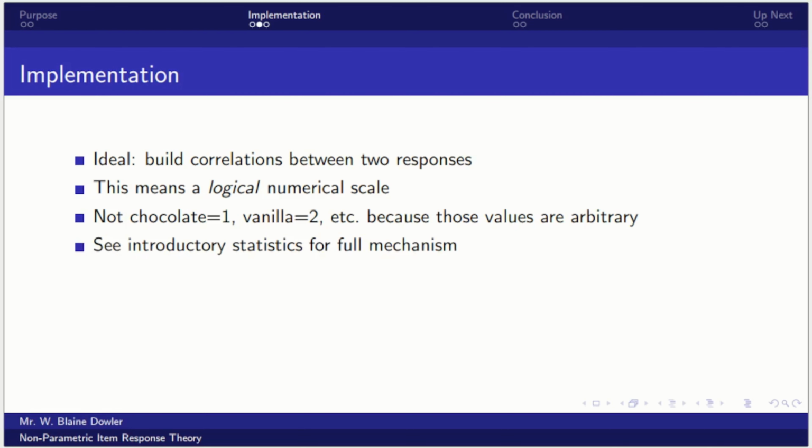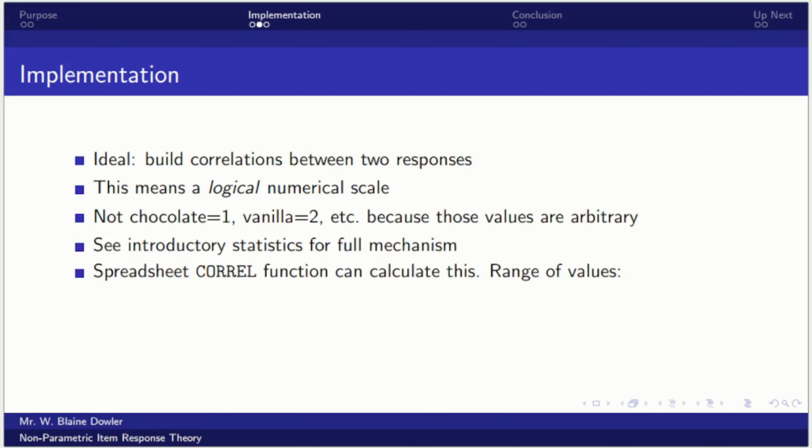So if you really want the full mechanism behind correlations, you want to do an introductory statistics course. The version in a nutshell comes down to the idea that there's a CORREL function available in almost all spreadsheet packages that can calculate this value. Now, the range of values you get from a correlation, the lowest possible value is -1. That means the change or changes in the first question or responses to the first question perfectly predict an opposite change in the second.